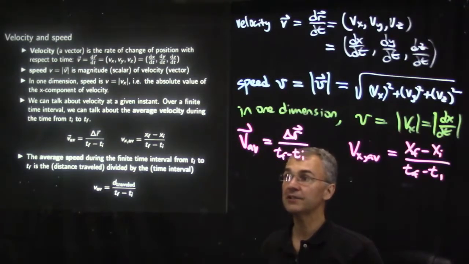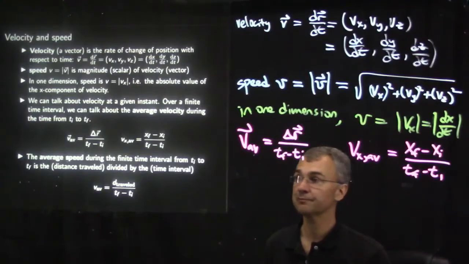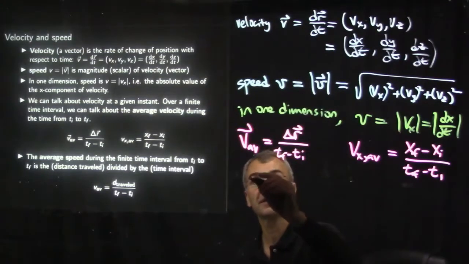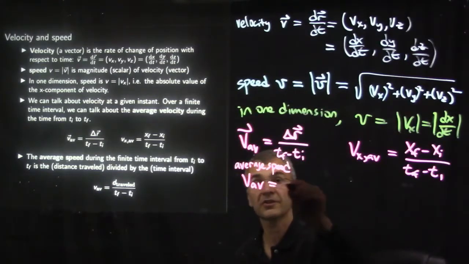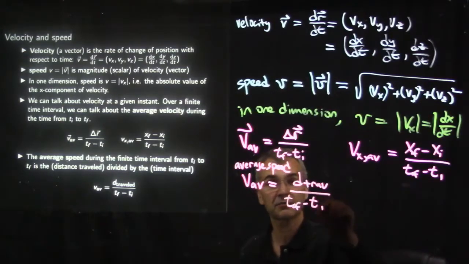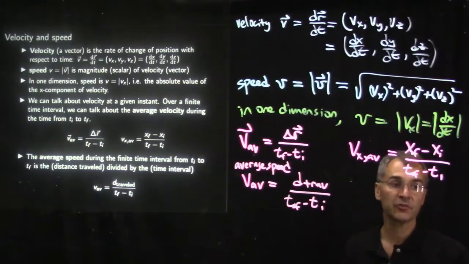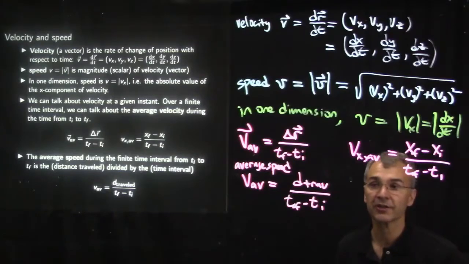The average speed during some finite time interval from t initial to t final is the distance traveled divided by the time interval. So the average speed is the distance traveled divided by the elapsed time. So if you want the average speed, you have to work out the distance traveled. Remember, the distance traveled requires figuring out where you change direction. So the average speed is the total distance that you traveled divided by the time interval.